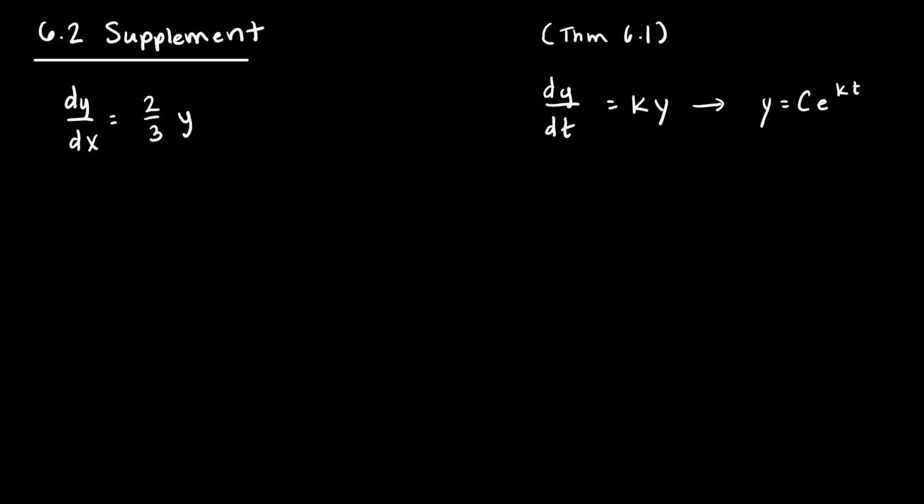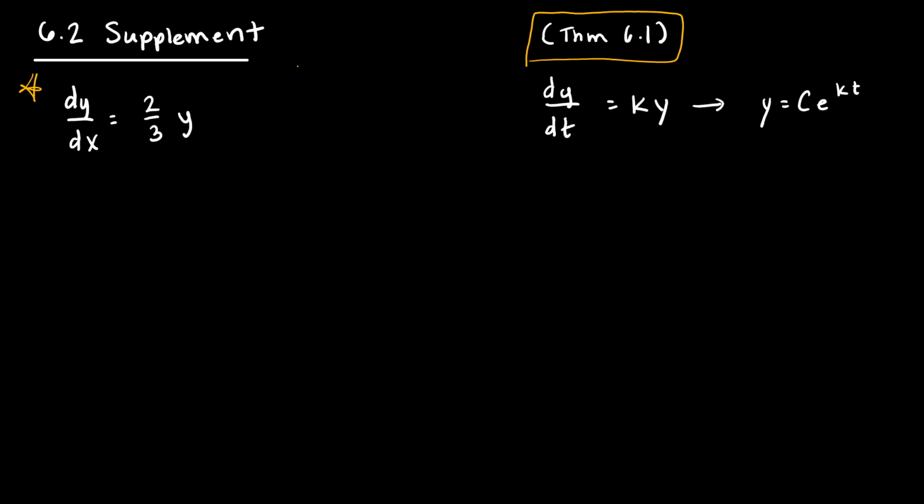I wanted to record just a couple of examples here because there is a very important topic that was glossed over on your videos 61 and 62, and that is a question like this. You do have one of these on your homework, so let's take a look at how I might go about it, and then how that relates to Theorem 6.1, the exponential growth and decay model. So I'm starting with dy over dx equals 2/3 y.